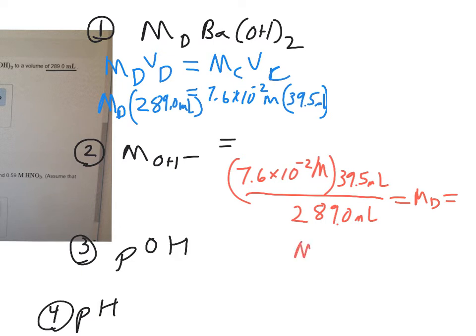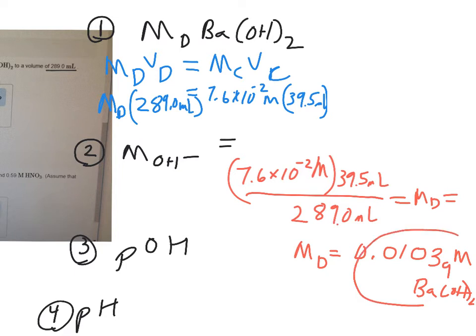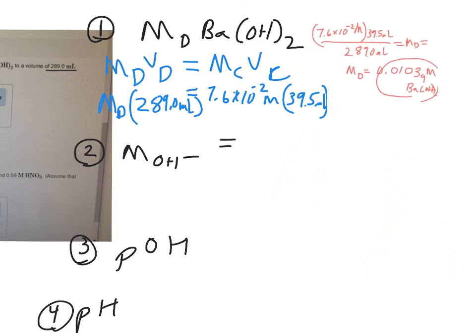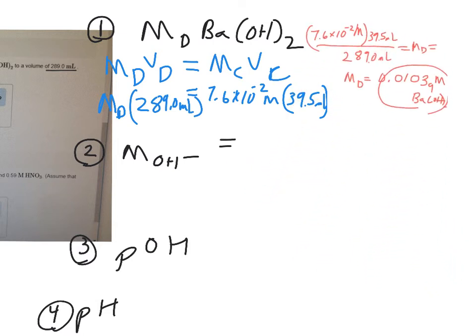So the molarity of your dilute solution is going to be 0.01039 molar barium hydroxide. So now we have the molarity of our barium hydroxide. That's just the beginning. That's just the answer to step 1. We have to calculate the molarity of our hydroxide next.